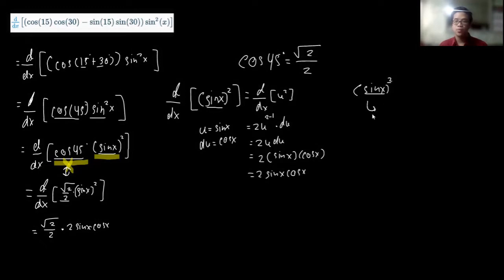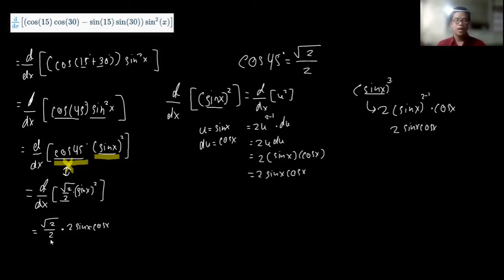So this would be what? Okay, bring down the 2, copy the given, or the input, then subtract each exponent by 1, then times the derivative of your inner part, which is your sine x. So this is cosine. That's it. So you have this one, sine x times cosine x. Okay.